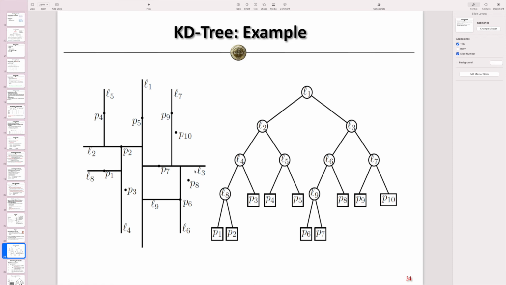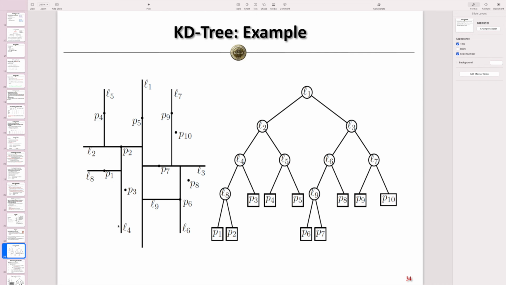It will be very similar for L3, this line. According to this line, we can partition the region into two parts, where P9, P10 are above the line, and P8, P6 below it. P7 is lying on this line, right? And so L2 and L3 are drawn according to the y coordinates. And then we can further draw some lines according to the x coordinate as well, which are L4, L5, L6, and L7. They are all vertical lines, right?